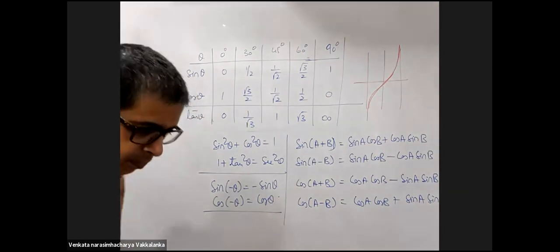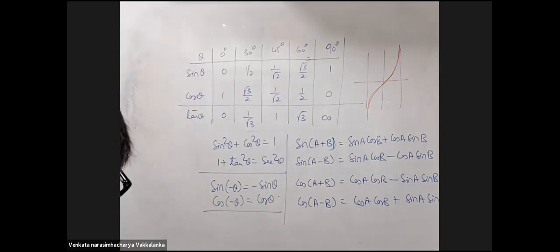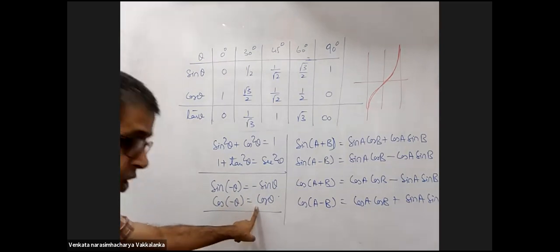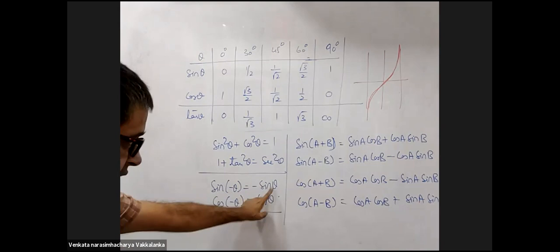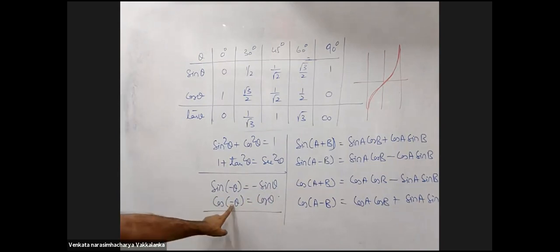So cos minus theta is equal to minus cos theta or only cos theta? Only cos theta. That's the important point. Sin of minus theta is minus sin theta, but cos of minus theta is cos theta.